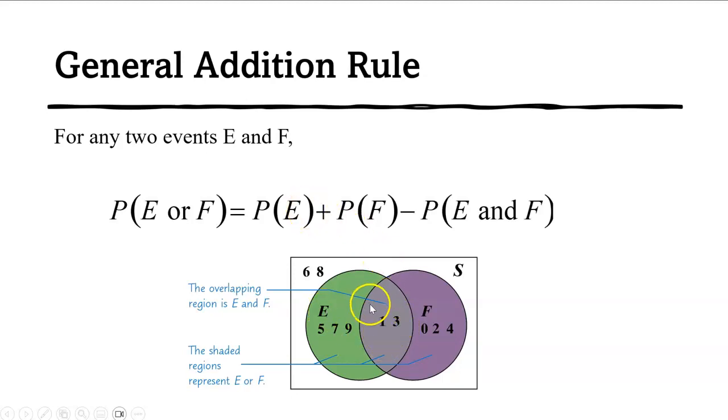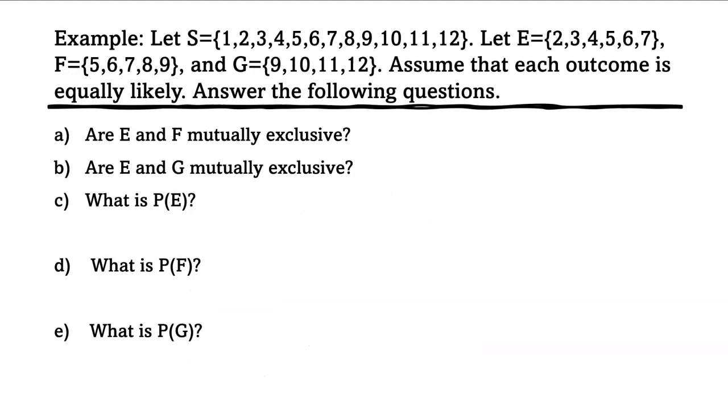So when you find the probability, you'll take the probability of E, you'll add it to the probability of F, and then you'll subtract the probability of this overlapping region right here, which is the 1 and the 3. So let's look at an example.